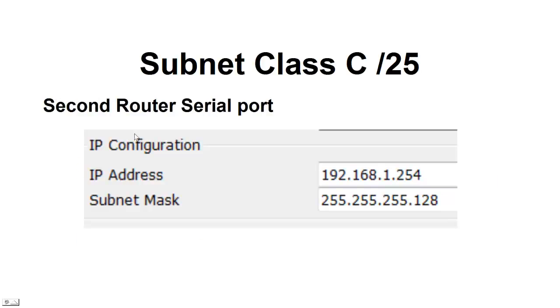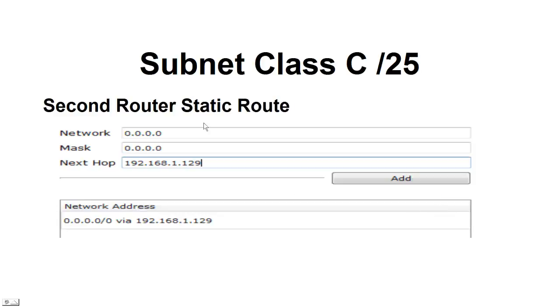Now on our second router, we're going to go ahead and set that IP address on that port that's connected to that first router. That's 192.168.1.254. It's in the same network, and we're going to use that same subnet mask. And again, we're going to have to set a static route on that second router, so any packets that it receives, it knows where to send them. It's going to send them back to that serial connection that it's connected to on the first router, which is 192.168.1.129. We set the network and the mask to all 0, so it takes any packet and sends it back to this port. And we just press add here, and we get this new default static route.